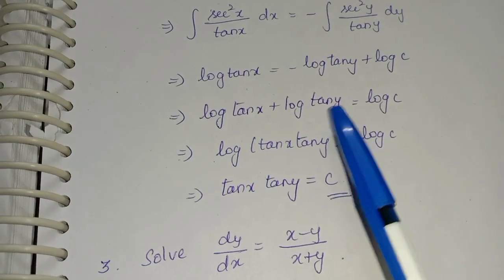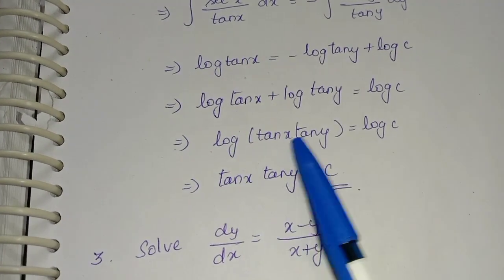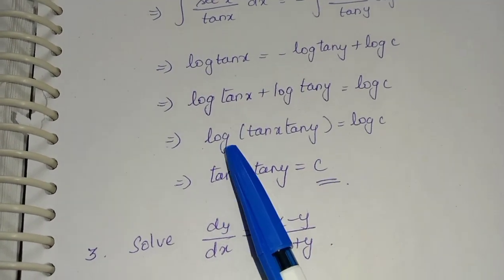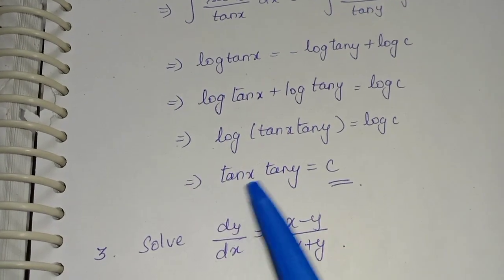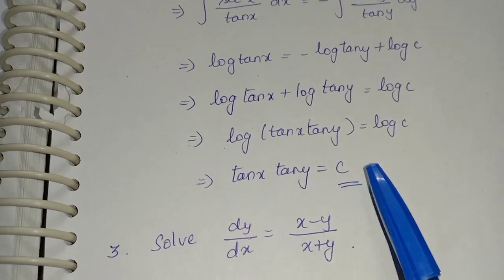This is like log a plus log b, which can be written as log of a into b equal to log c. So removing log on both sides, we will get tan x tan y equal to c. So this is the solution.